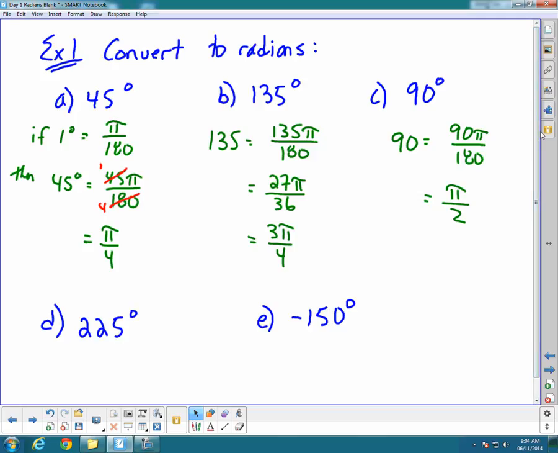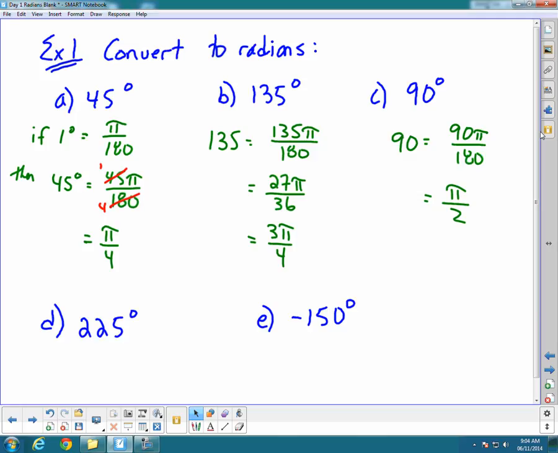So you're going to get really comfortable with these numbers. So for example, you can just say, okay, well, 180 is pi. Half of pi is pi over 2. What's half of 90? 45. And what's half of a half? 1/4. And so this is pi over 4. Okay? So you can start to make those relationships.